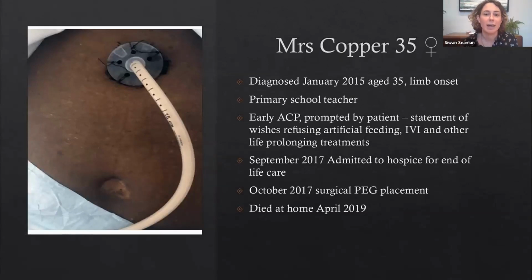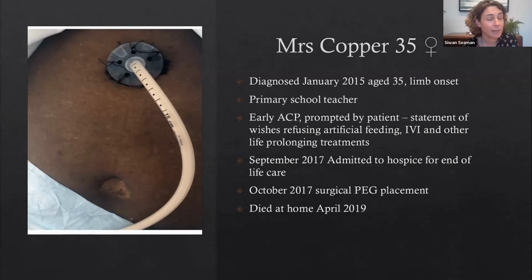Mrs. Copper's another patient that we've cared for. She was diagnosed back in 2015. She had a 1-year-old daughter at the time, and was a primary school teacher. She carried on working for another 18 months after diagnosis. She prompted advance care planning really early on. At the first appointment, she started to talk about this and actively wanted to put documentation in place. She was also really anxious that her husband didn't have to make decisions for her, and didn't want her family potentially blaming him for refusing life-sustaining treatment, which was her wish.